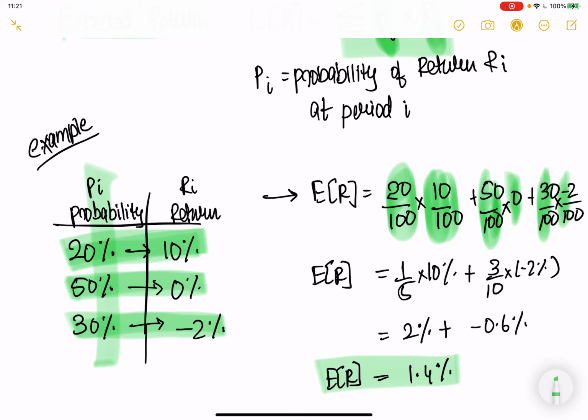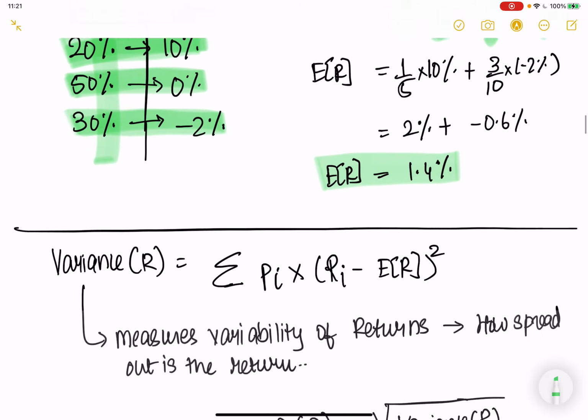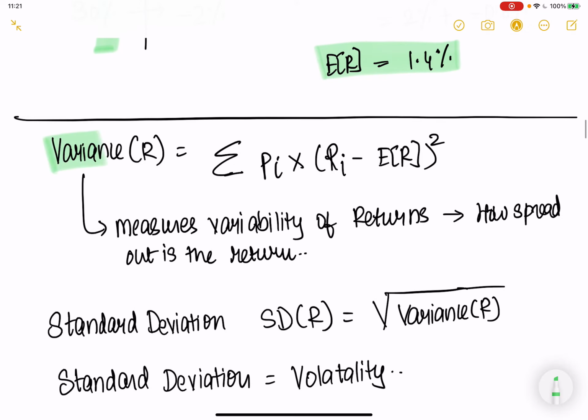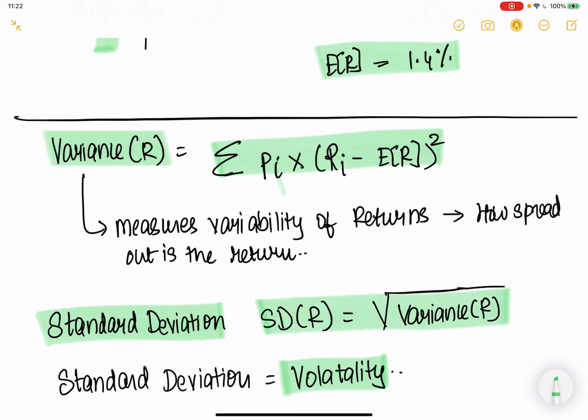So once you can measure expected return, you can calculate variance. So from variance, you can calculate standard deviation, which is volatility. So how do you calculate variance? You calculate variance by summing up probability multiplied by the return you get for that probability distribution minus the expected return squared. So when you do that, you get variance. And if you take the square root of variance, you get standard deviation.